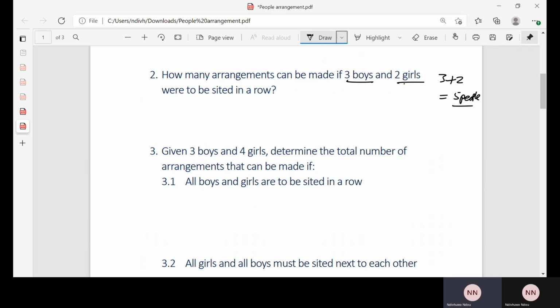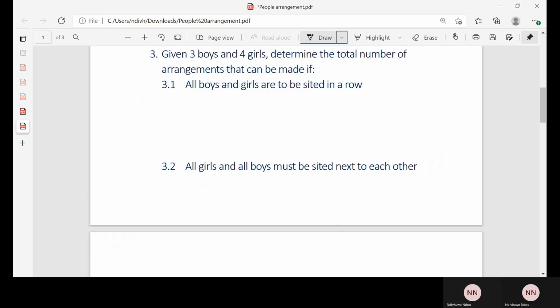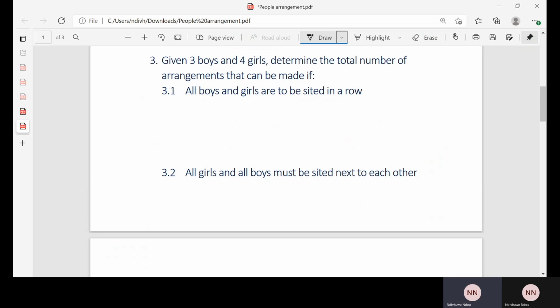So how many different arrangements can be made? Simply 5 factorial. This will also give us 120 arrangements. Because we have 5 people to be arranged, we can arrange them in 5 factorial ways. So that is 120. Okay, let us proceed to the third example.